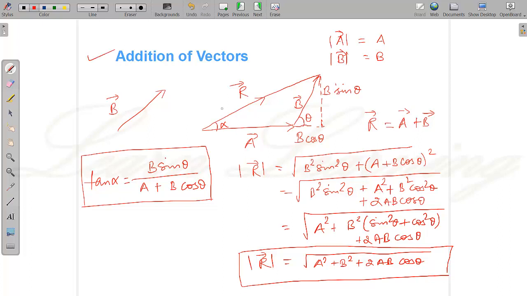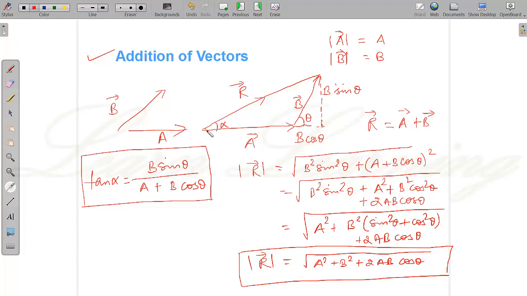So we'll see addition of vectors now. How do we add two vectors? Let's say there is a vector A and there is a vector B. Vector A has a direction, vector B has a direction, and they may have their own magnitudes also. The law I am going to tell you is the triangle law of addition of vectors.